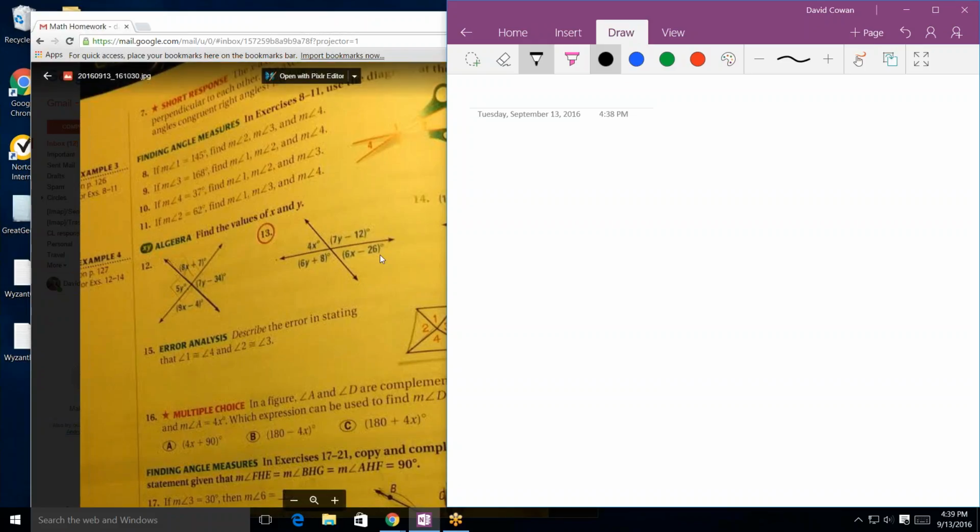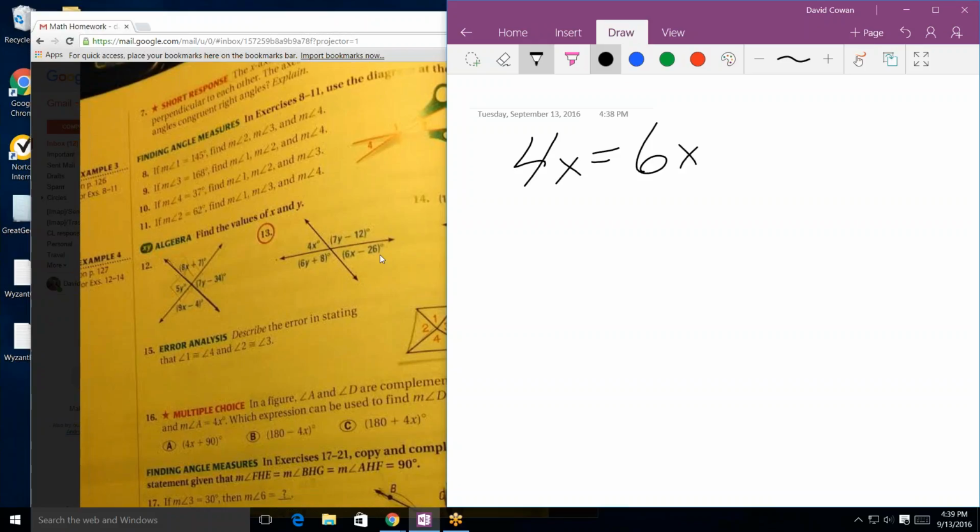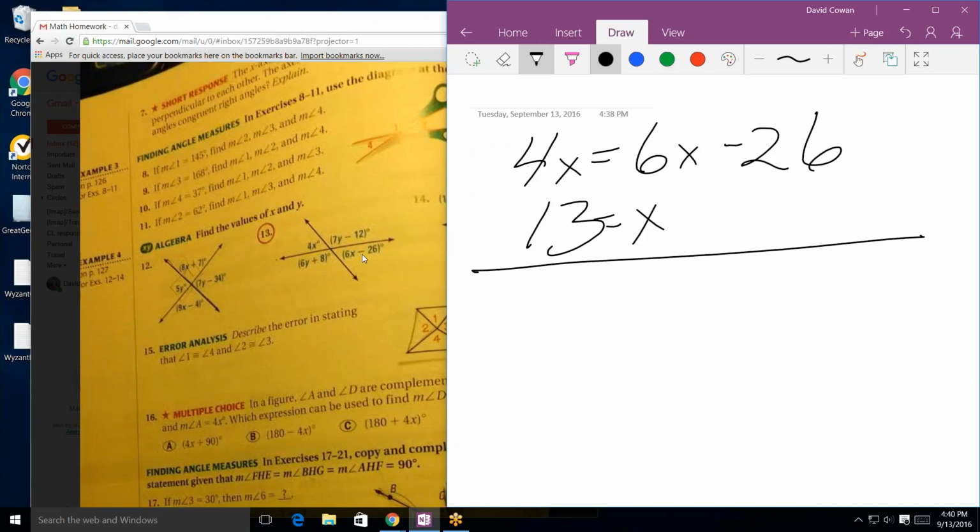What's one equation to solve for x? 4x equals 6x minus 26. That's one. And the answer would be x equals 13. So that's one equation and one variable. Now, we could plug in 13 for x and go back to the equation I just wrote, but even that isn't necessary. What's the easiest way to solve for y?